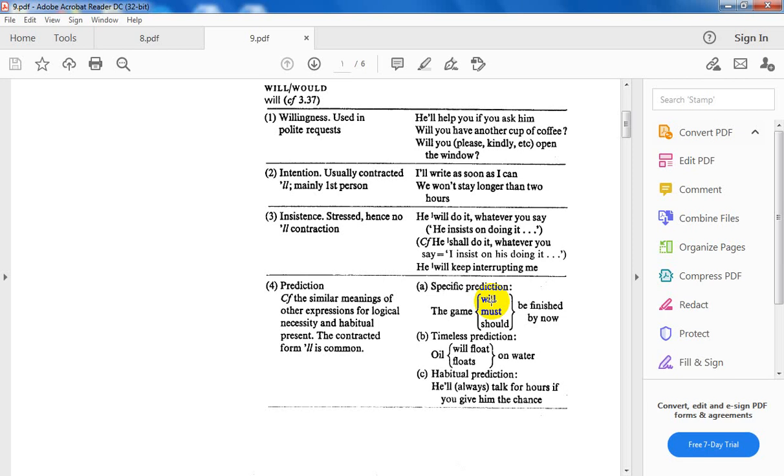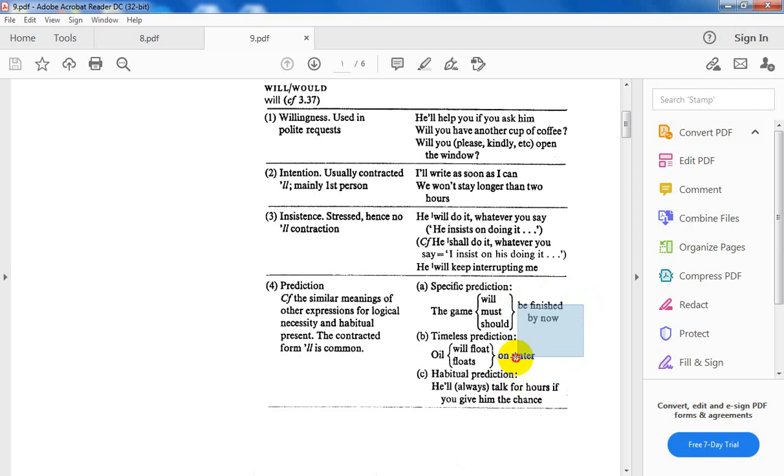The game will be finished by now. For a certain time, the game should be finished at that time, so we say will be finished. The game must be finished by now, because it is the time of ending the game. Timeless prediction occurs with scientific experiments, scientific facts, and so on. That is what is timeless, present simple, if you remember.